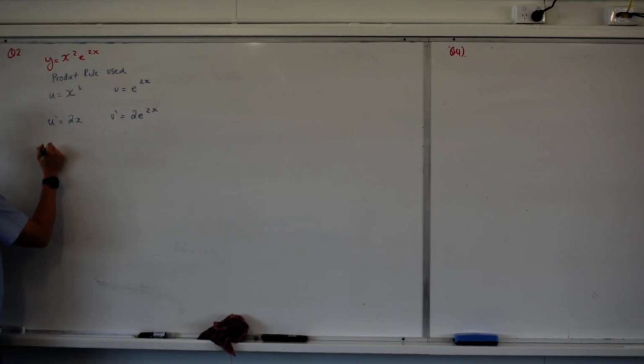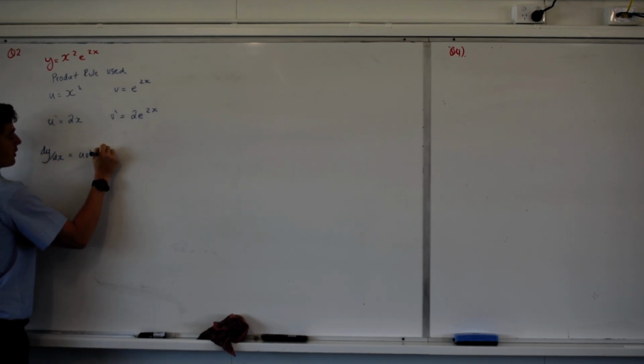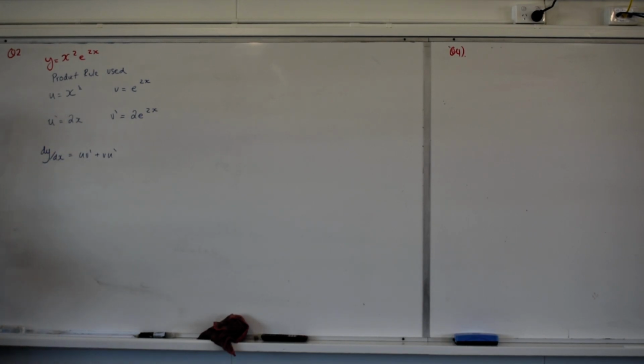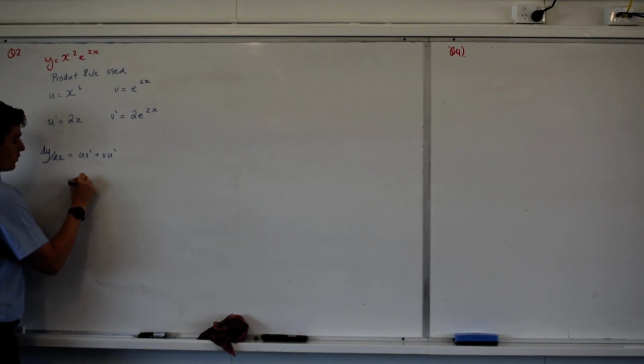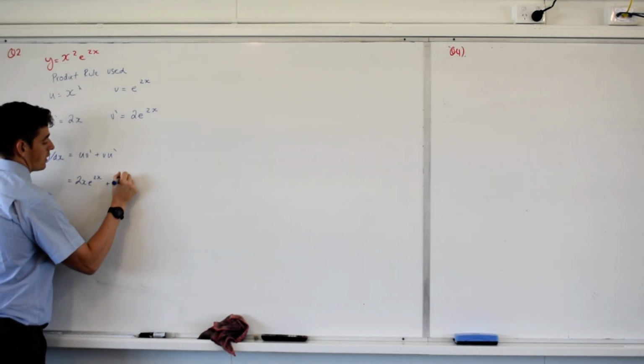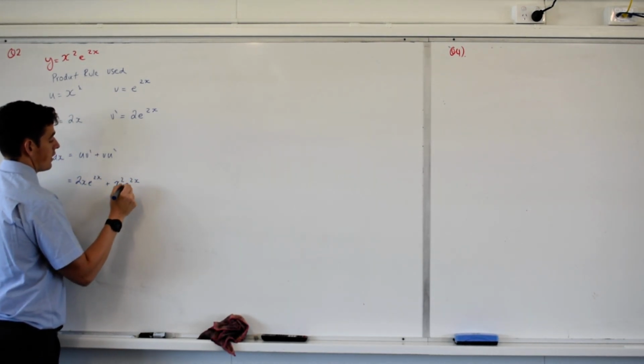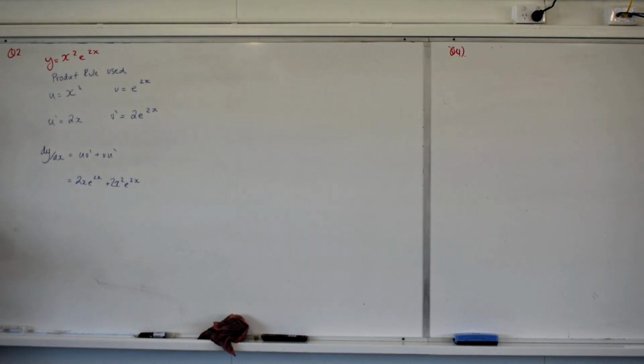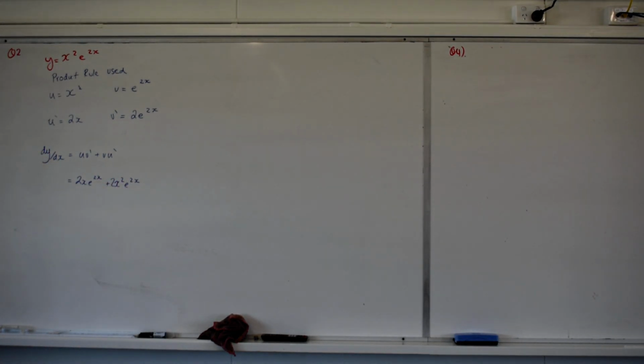I then state my product rule. dy/dx equals uv dash plus vu dash. And then I just sub my values in. 2x e to the 2x plus x squared e to the 2x. And that should be 2 at the front. Sweet? Am I done?